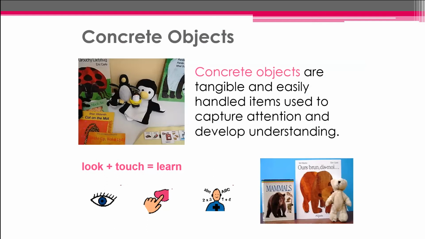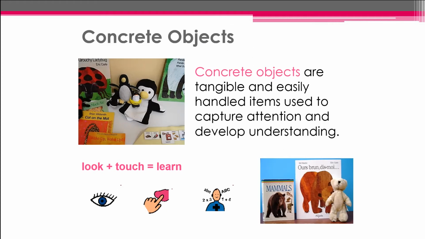Concrete objects are tangible and easily handled items used to capture attention and develop understanding. For example, you can show a diaper for toilet, a bowl to indicate it's snack time, a cup to indicate drink, and a paintbrush to indicate it's time for art.